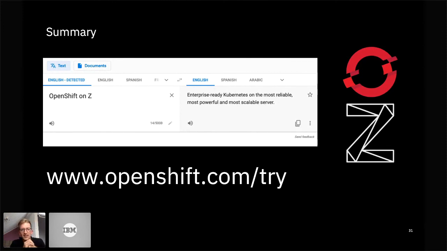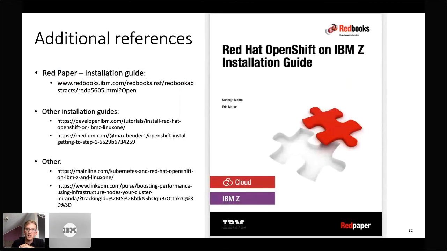But for you, the last thing to do is to try OpenShift. And besides all the other platforms, we have OpenShift on Z also available. And on the link openshift.com/try, you can find all the necessary information. And for the end, just the information that we also have a Redpaper. It's the big guide on how to do installations of Red Hat OpenShift on Z.